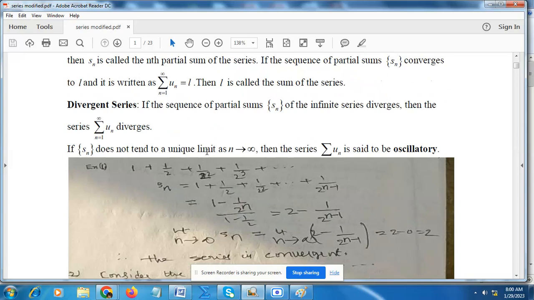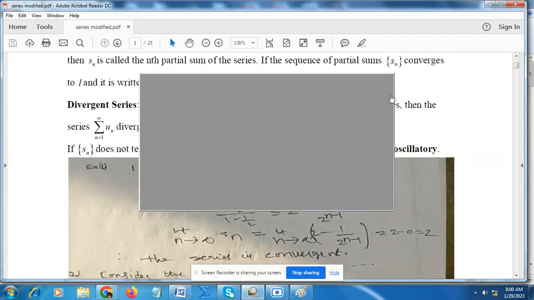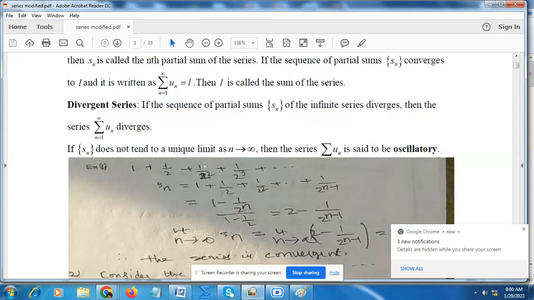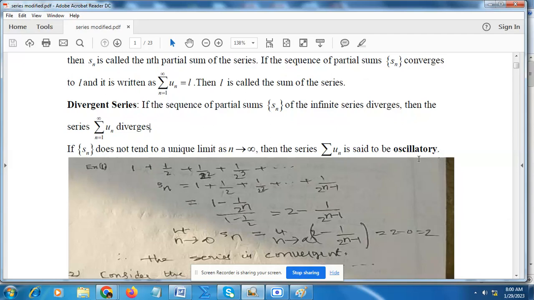And if the nth partial sum does not tend to a unique limit as n tends to infinity, then the series sigma un is said to be oscillatory. That means it is neither convergent nor divergent.